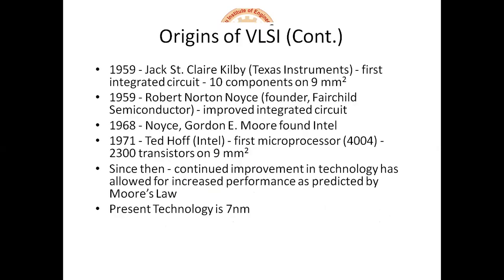And in 1959, Texas Instruments developed the first integrated circuit with 10 components. The size of the chip was 9 millimeters square, and that was quite exciting at that time. Just imagine, 1959. Now we are in the age of 2020, so many years back. And in the same year, 1959, Robert Noyce improved the performance of integrated circuits, and the scientist belonged to Fairchild Semiconductor Company.